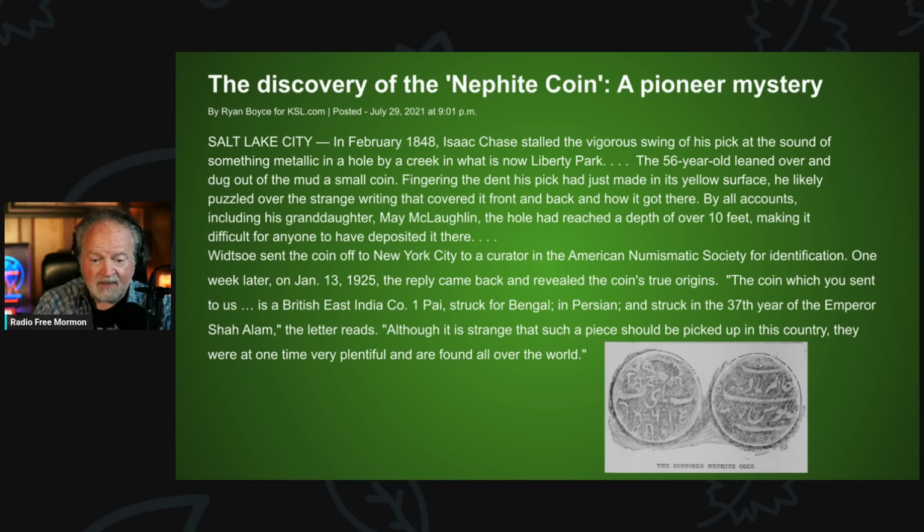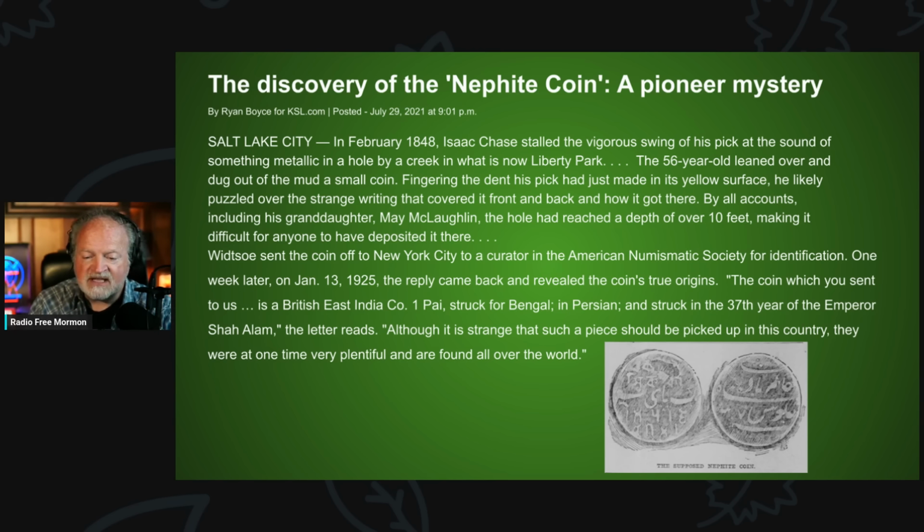Widtsoe. Now, this is the apostle, right? So there's a lot of information in between here, but it comes to Apostle John Widtsoe. He sent the coin off to New York City to a curator in the American Numismatic Society for identification. That's a smart move. 1 week later, on January 13th, 1925, the reply came back and revealed the coin's true origins. And guess what? It wasn't Nephite.